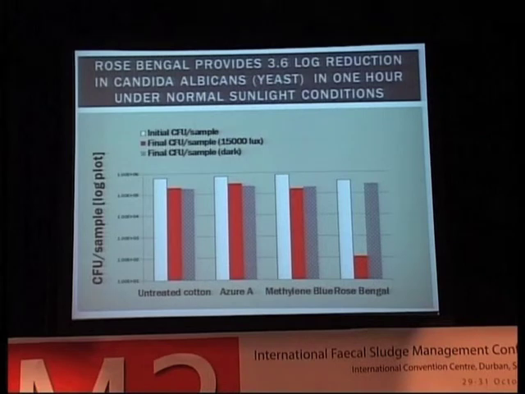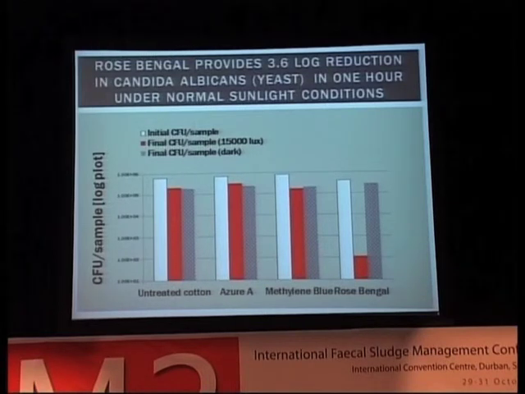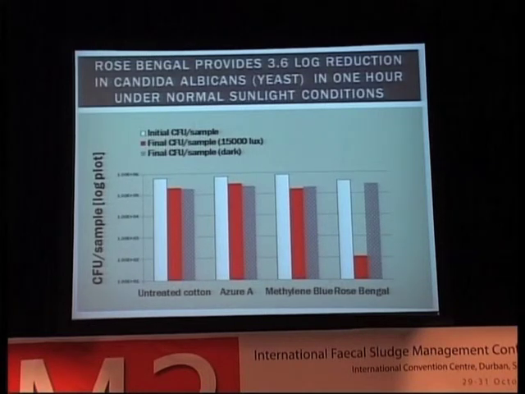We have looked at the different photosensitizers available on the market. This is not a new product. They have been available for many, many years. As we tested methylene blue, we settled for rose bengal. Rose bengal is a photosensitizer. It's a dye which has been used for quite a number of years by dentists.